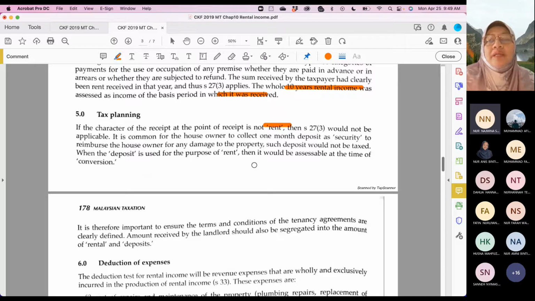So what happens is that normally when you have a tenancy agreement, they will put it as a deposit. It's not an advance rental, they put it as a deposit, 2 months deposit. So the 2 months deposit will not be taxed in the year that you receive, but later if the deposit is converted into a rental, then it will only be taxed in the year of conversion.